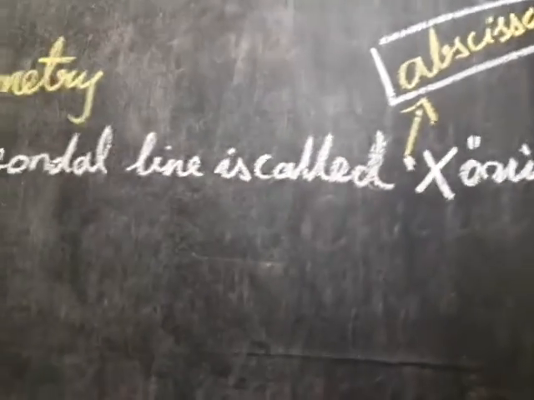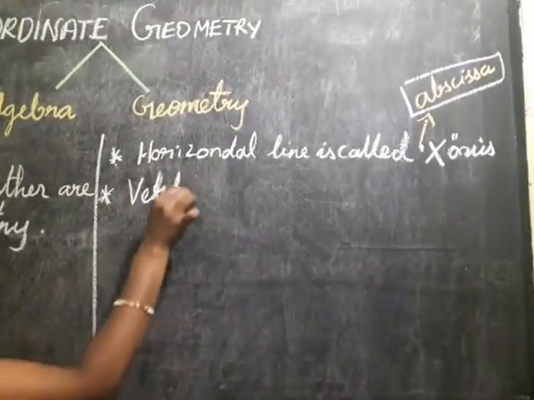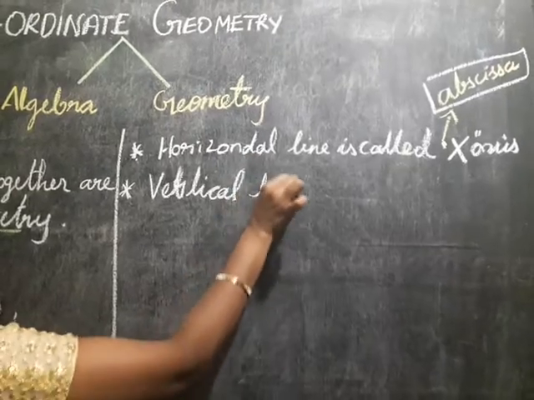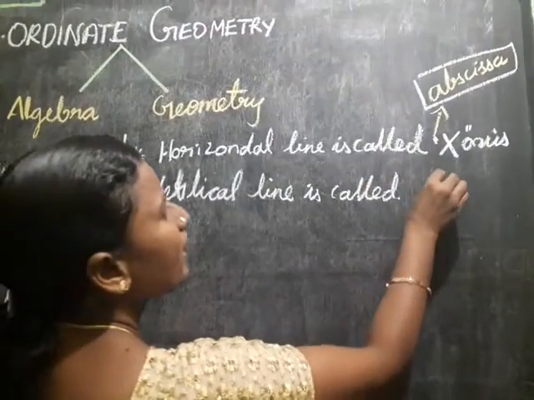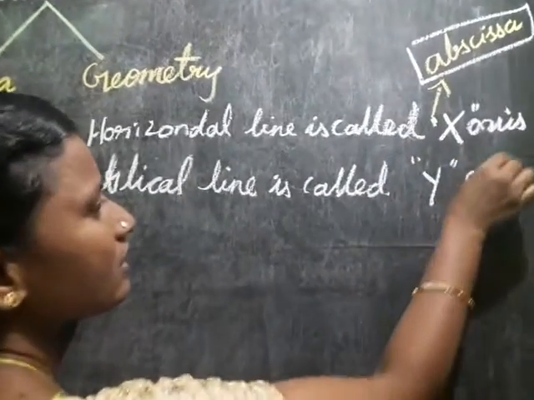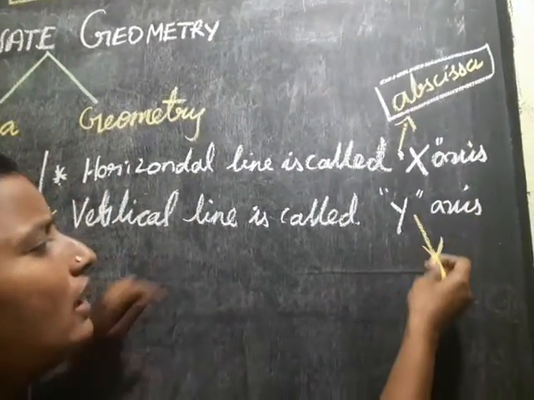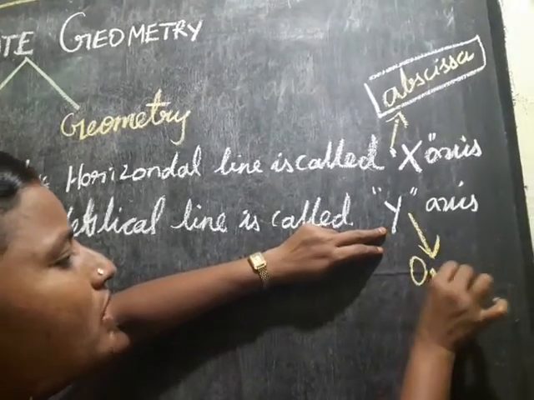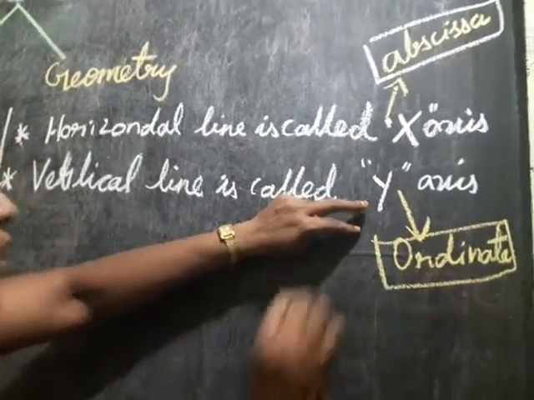And then the next, the vertical line. The vertical line is called the y-axis, and the y-axis is also called the ordinate. This is another name for the y-axis. So how do we call the x-axis? The x-axis is called abscissa. The y-axis is called ordinate.